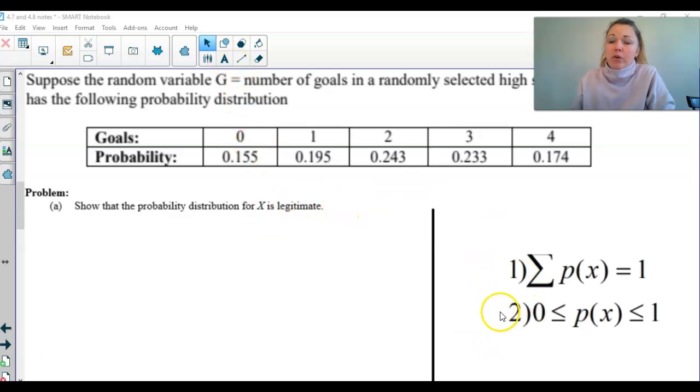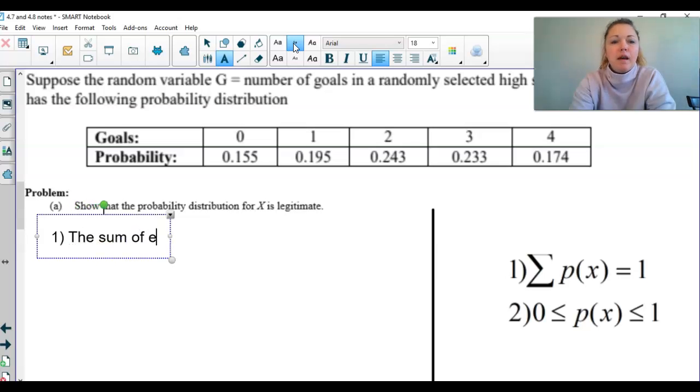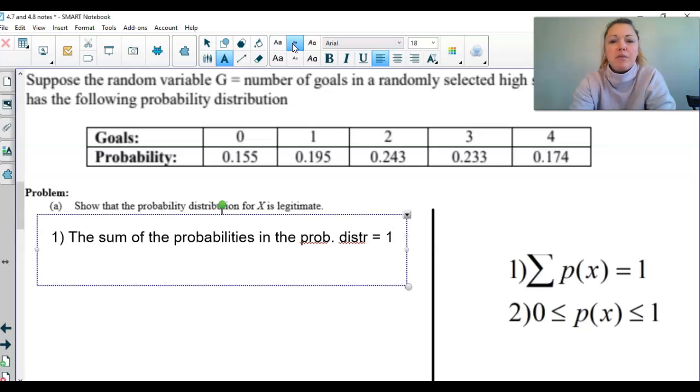legitimate. Well, in order to prove that something is a legitimate probability distribution, we have talked about that already. The first thing that we need to do is check that 0.155 plus 0.195 plus 0.243 plus 0.233 plus 0.174 adds up to 1. And I'm going to go ahead without using my calculator and assume that it does. So we're going to say 1, the sum of the probabilities in the probability distribution equals 1, okay?